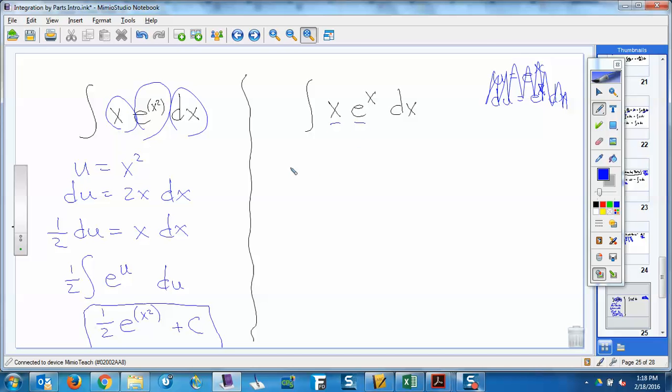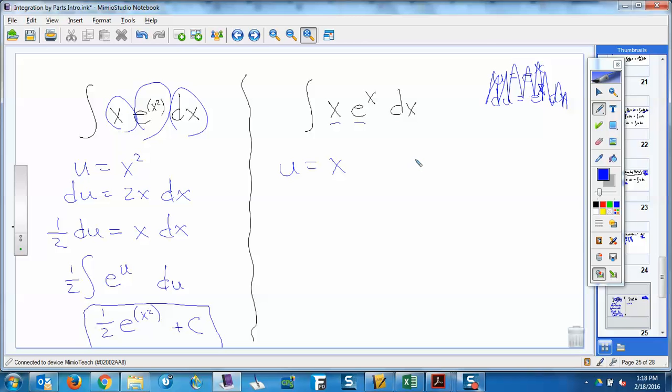Which one do we want to pick for our u? The algebra. LIATE: A, algebra, comes before E, exponential. Okay, so we're going to let u equal x. Well, that's weird. I just got to say you don't let u equal x. Well, in this you can't, right? Not in u substitution, but in this you often do.